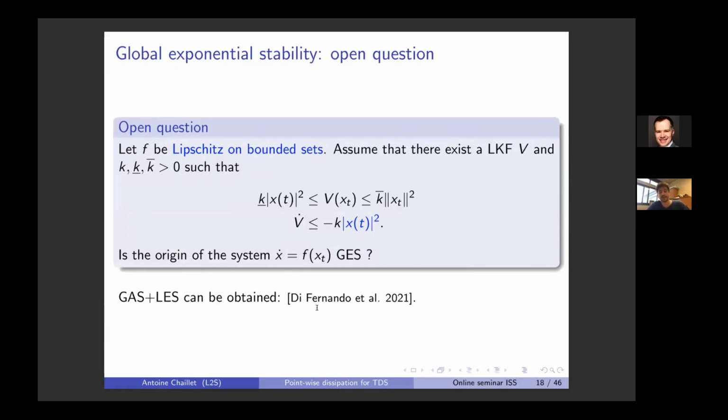All I can say is that there is a paper by Di Ferdinando, Pepe, and another co-author, whom I forget, sorry, showing that under this condition, not only do you get local exponential stability, but also global asymptotic stability. Still, it is far from being global exponential stability. So that's the first open question that I'd be happy to discuss with you if you want.